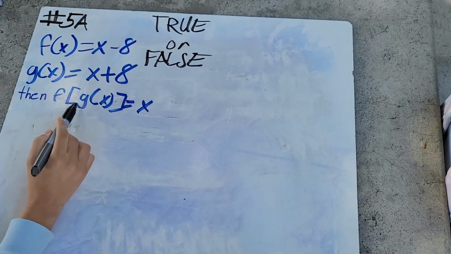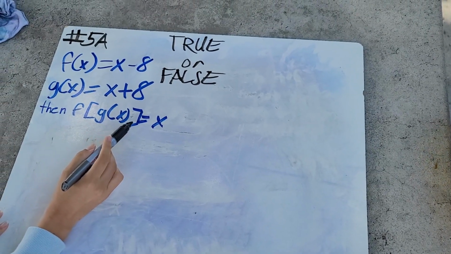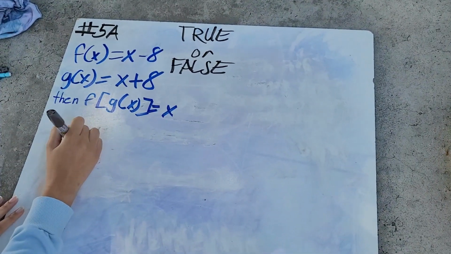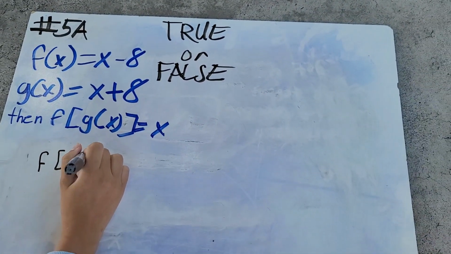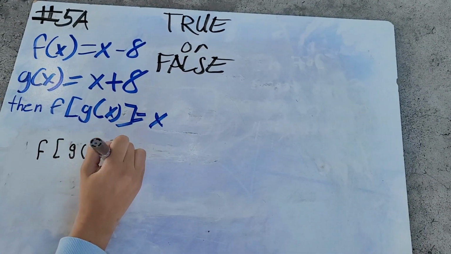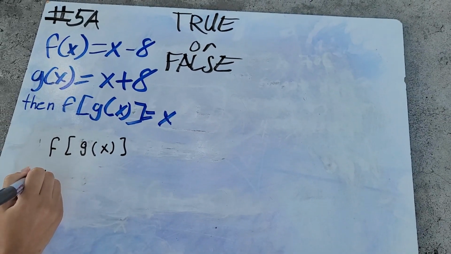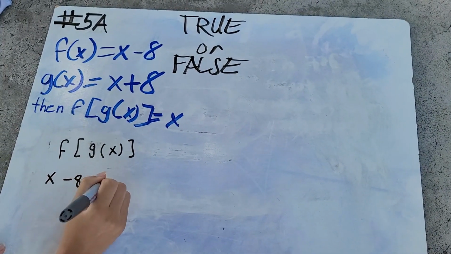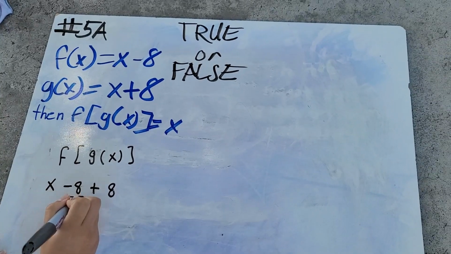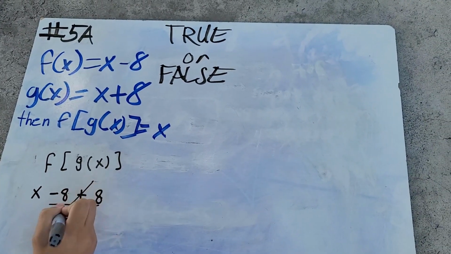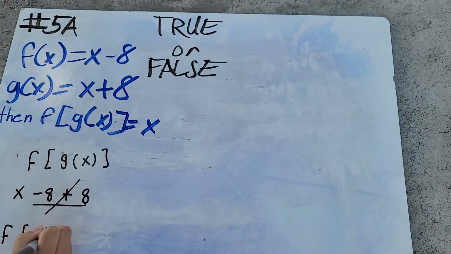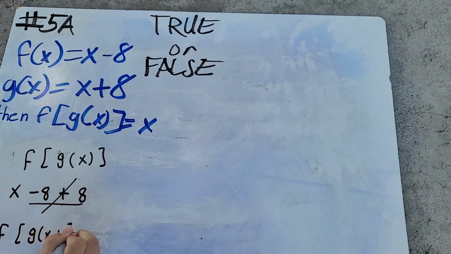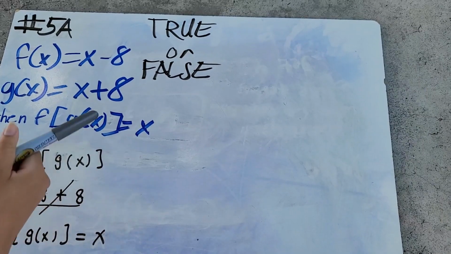In this problem, we have f of x equals x minus 8 and g of x equals x plus 8, and we need to find f of g and whether it is true or false. So first we need to distribute g of x into f. So it would be x plus 8 minus 8. Both the 8s will cancel out. So f of g of x equals x, which makes it true.